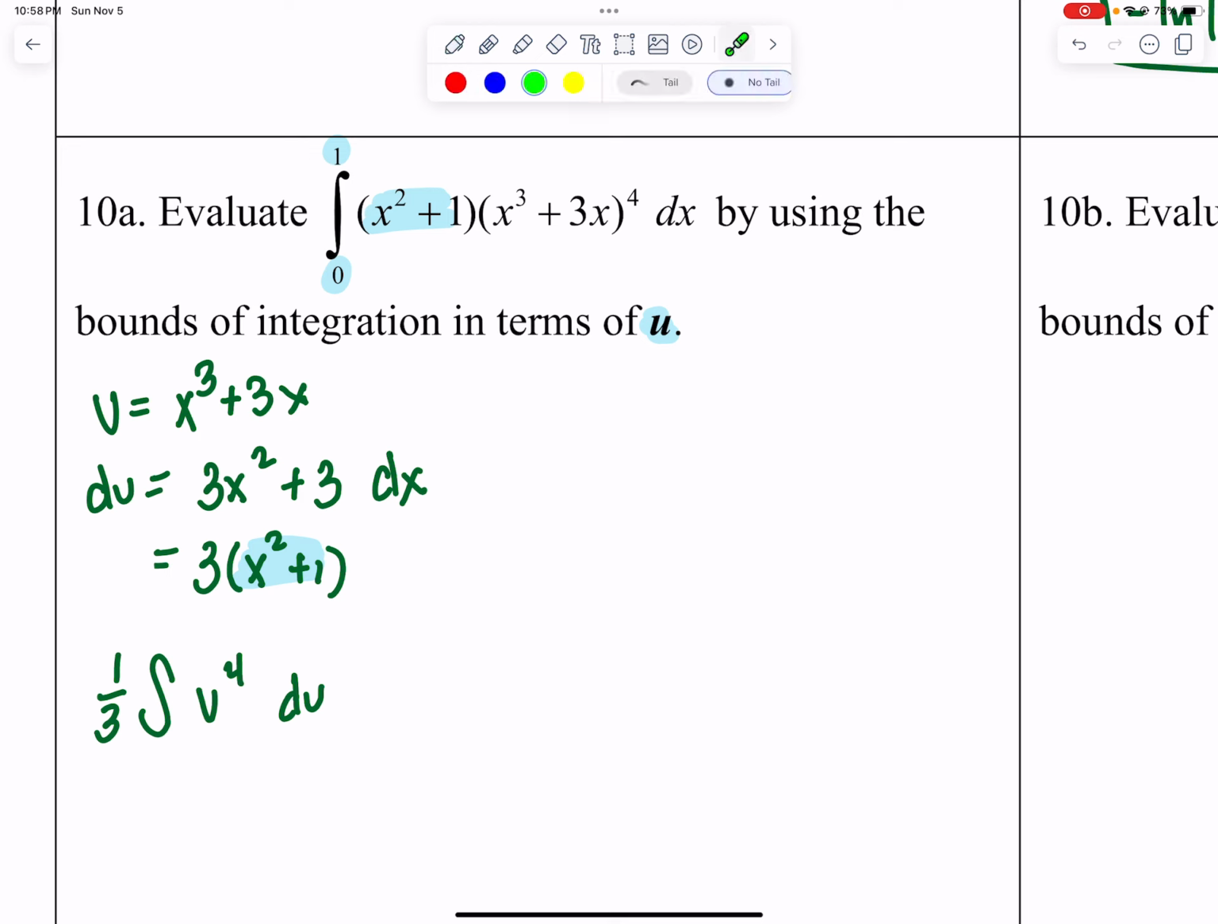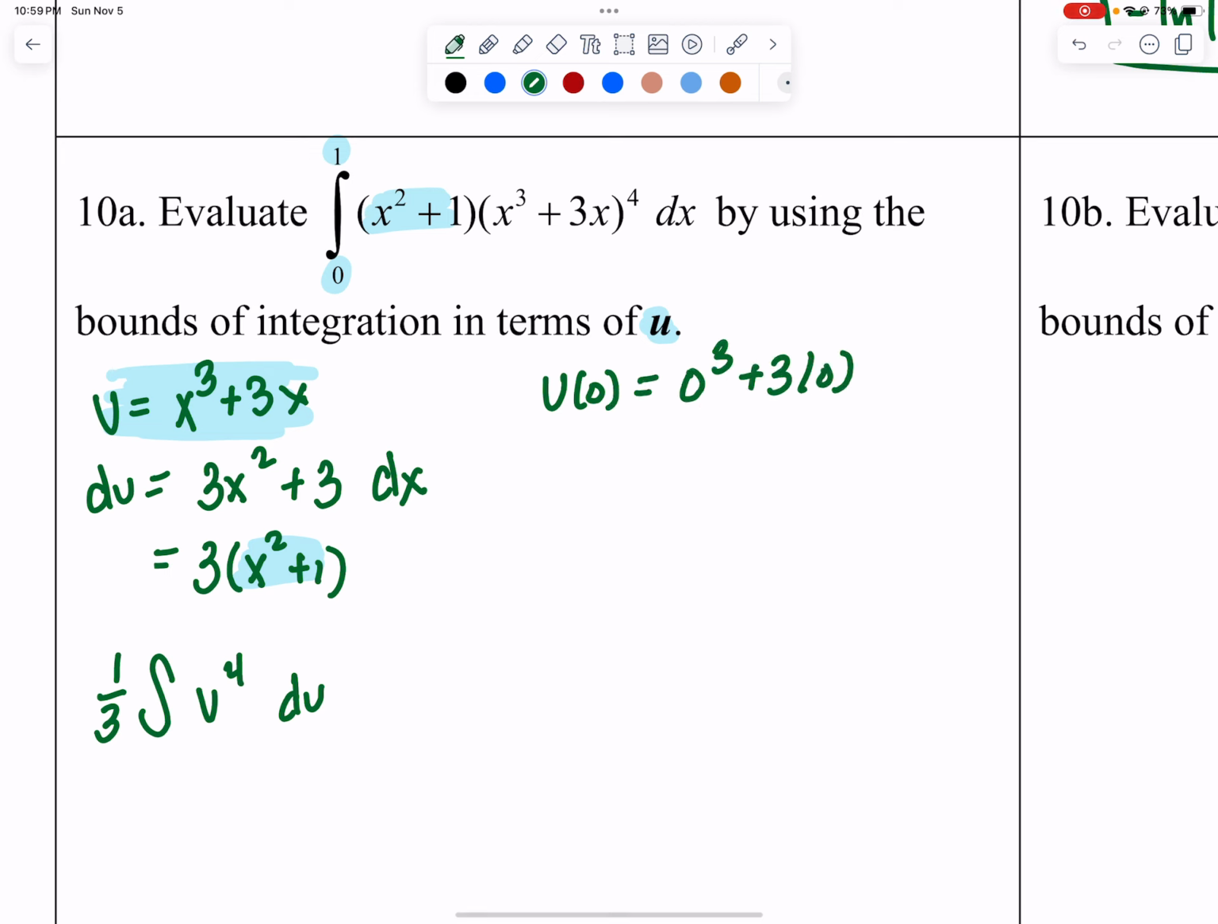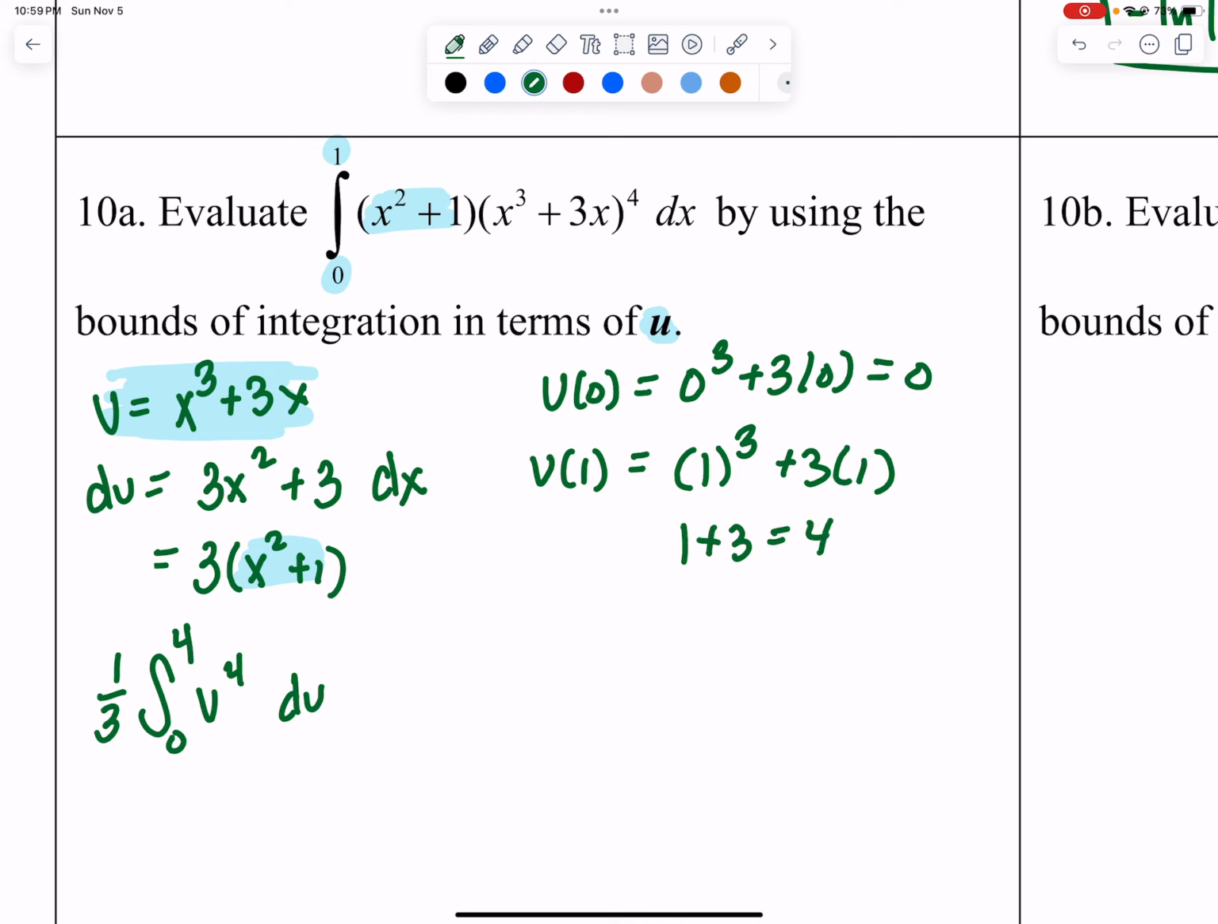Now, my bounds are not going to be from 0 to 1 because notice how here my variable is in terms of u. Because my variable is in terms of u, I'm going to change my limits so that it matches up with u right here. My lower limit is 0, so I'm going to plug in 0 in terms of my u here. So u of 0 is going to be 0 cubed plus 3 times 0, or plot twist, 0. Using 1, I'm going to have 1 cubed plus 3 times 1. 1 plus 3 is 4, which means that my upper limit is going to be 4.